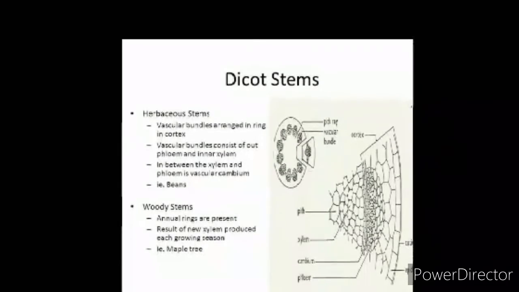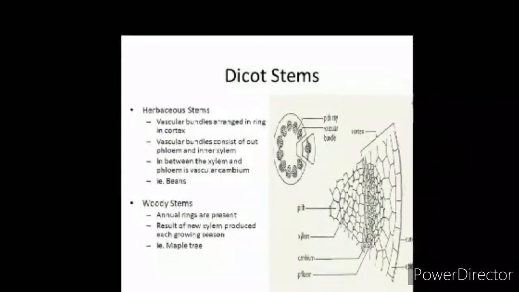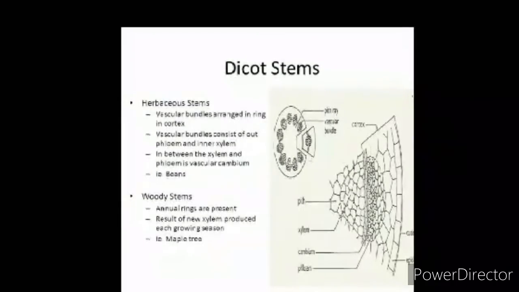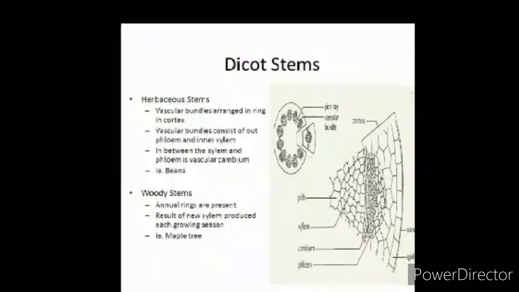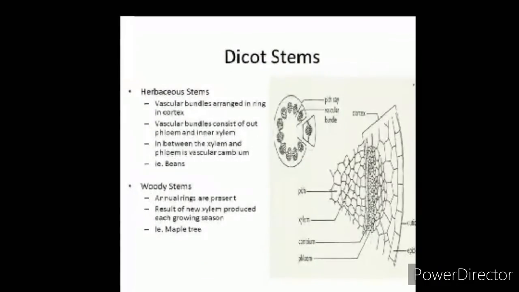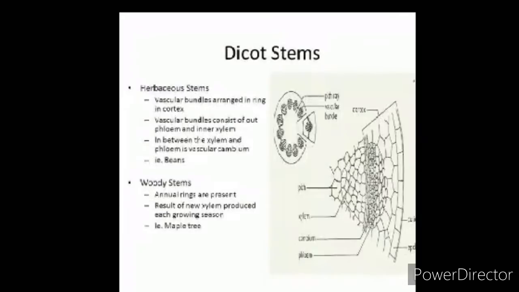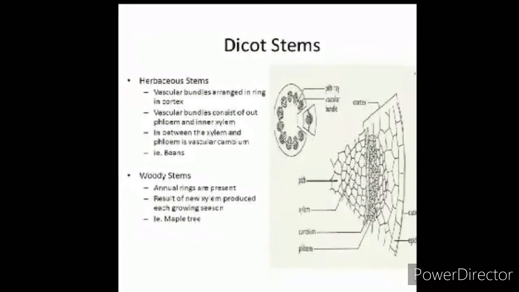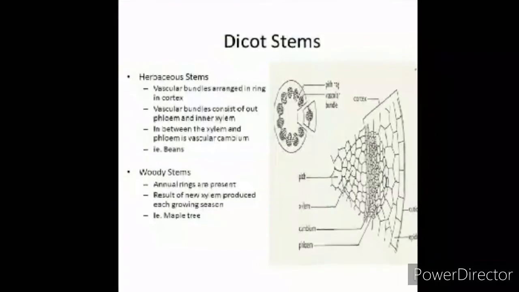Let's talk about dicot stems. First is herbaceous stems. Vascular bundles are in a ring in the cortex. The vascular bundles consist of outer phloem and inner xylem. In between the xylem and phloem is the vascular cambium. An example is beans.